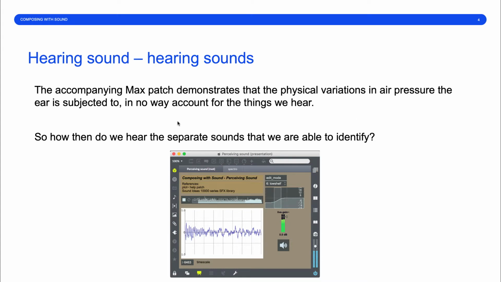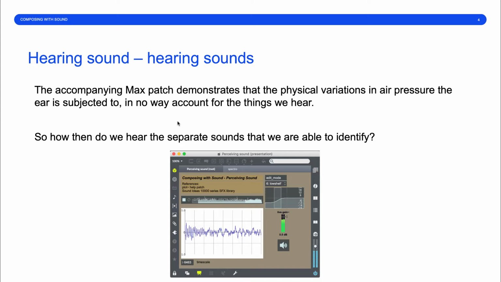Now the point that I'm trying to make here is that variations in air pressure alone really can't account for the fact that we're able to decode this sound into its individual constituent components, which we might label with words like voices, car horn, car sounds, and so forth.